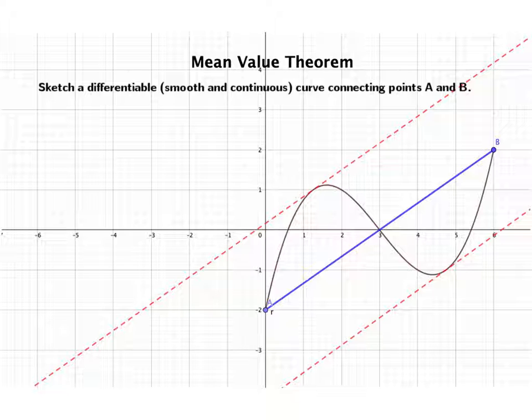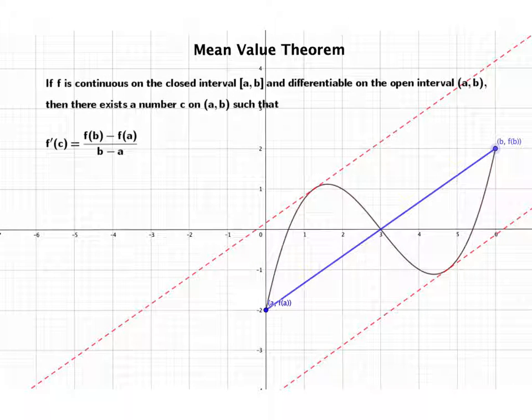So that's the essence of the mean value theorem. If the curve is continuous and differentiable, in other words, it's continuous and smooth, then at some point along the curve, the derivative will be equal to the average rate of change, which is the slope of the line connecting the 2 points.